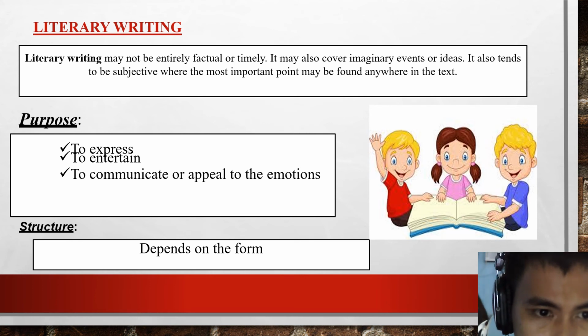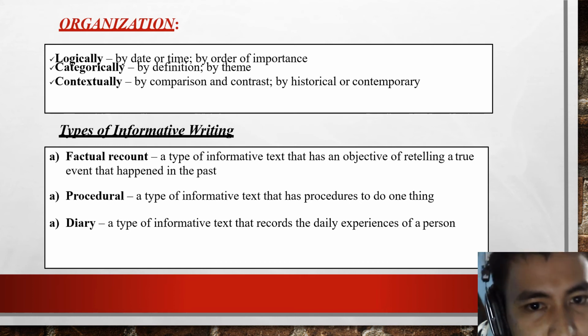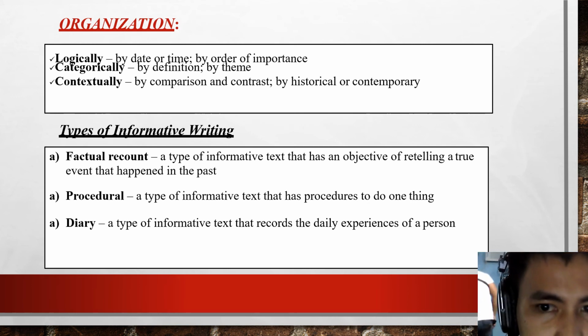So now let's proceed to purpose. To express, to entertain, to communicate or appeal to the emotions. Structure depends on the form. Okay, organization. In the organization, we have three categories. First, logically: by date or time, by order of importance. Categorically: by definition or by theme. Contextually: by comparison and contrast, or by historical or contemporary.